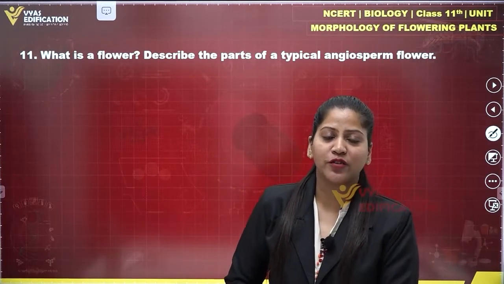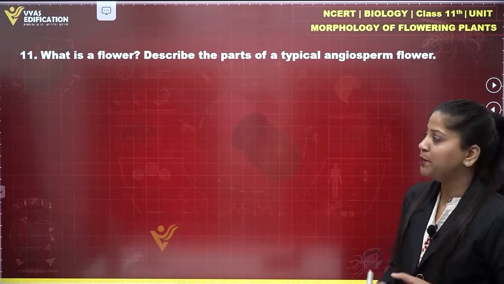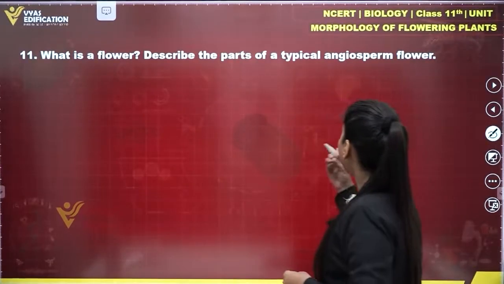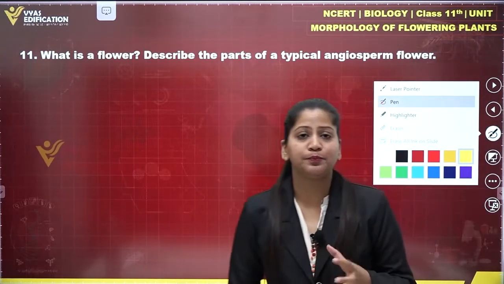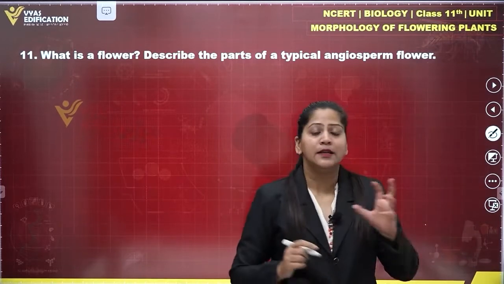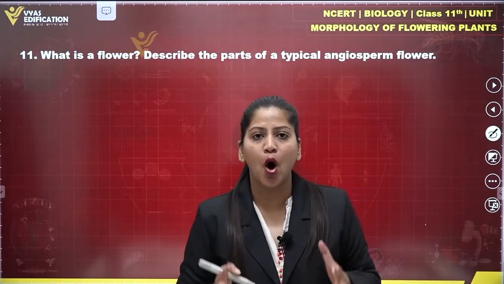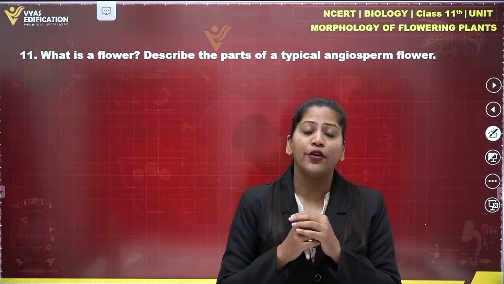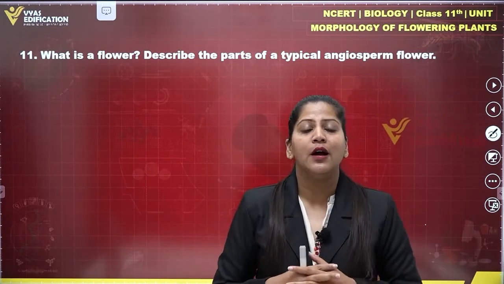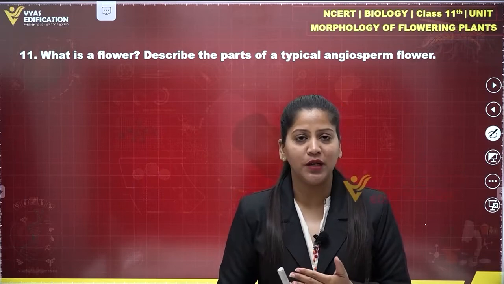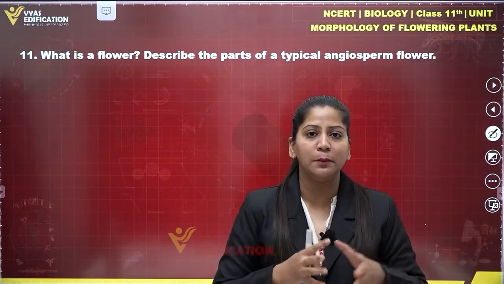Now let's talk about the next question, question number 11. This question is asking what is a flower. Also describe the parts of a typical angiospermic flower. So what do you mean by a flower? Flower is said to be the reproductive unit or reproductive structure of any flowering plant or any angiospermic plant.